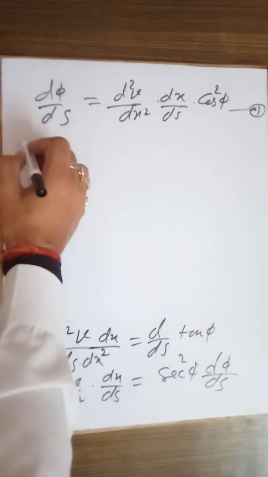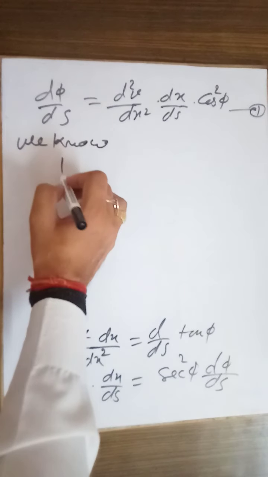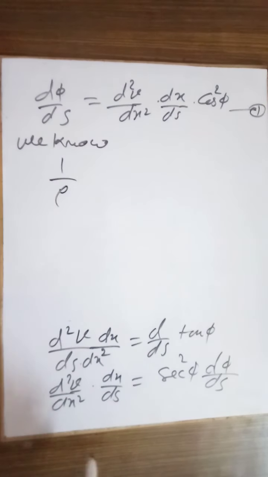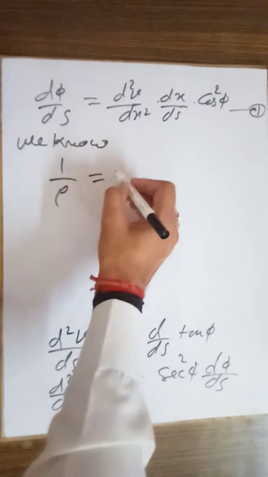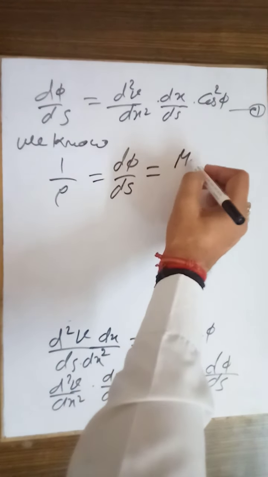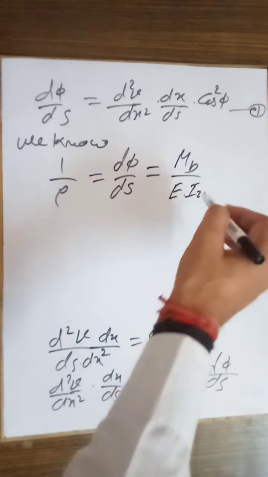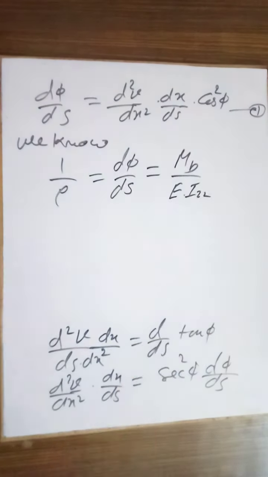And we know that 1 by radius, so 1 by r we have used in my previous videos, and here the radius is considered like rho, so we can say 1 by rho, that is equal to d phi by ds is equal to Mb upon E Izz. So this is the moment of inertia, and previously we have discussed a lot about this derivation, we have derived in terms of these variables.